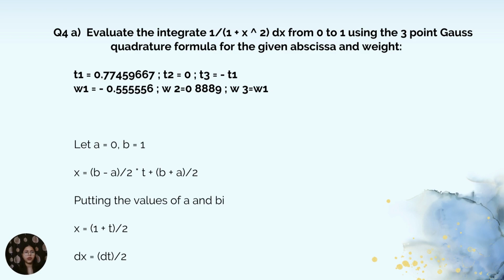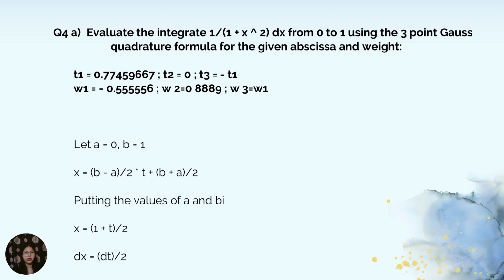Question number 4, part A. Evaluate the integral of 1 by 1 plus x squared dx from 0 to 1 using the 3 point Gauss quadrature formula for the given abscissa and weight. We have data which is T1 is equal to 0.77459667, T2 is equal to 0, T3 is equal to minus T1, and W1 is equal to 0.55556, W2 is equal to 0.8889, and W3 is equal to W1.